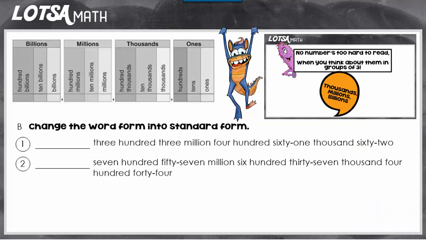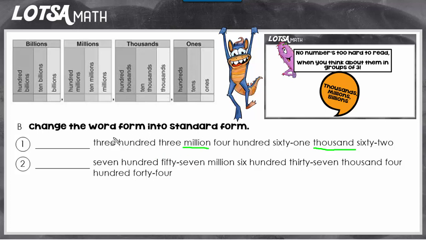So to change word form into standard form, think about that rhyme we learned. No number's too hard to read when you think about them in groups of 3: thousands, millions, billions. When you look at the words in the problem, first off, look for those comma words: thousand, millions, and billions. So here's million, and here's thousand. This will help you put the numbers in groups of 3.